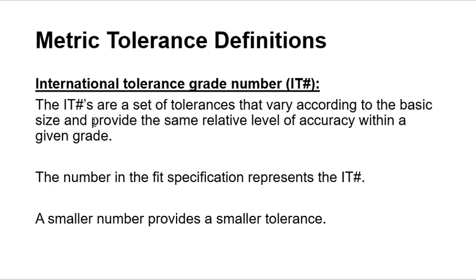We usually write it like the IT numbers. They're just a set of tolerances. And of course, when you're dealing with a tolerance, they're going to vary according to your basic size and also your accuracy. So when you take a look at the IT number, the smaller number is going to give you the smaller tolerance. Tolerance means, I'm going to tolerate up to that much, kind of like the common English word.